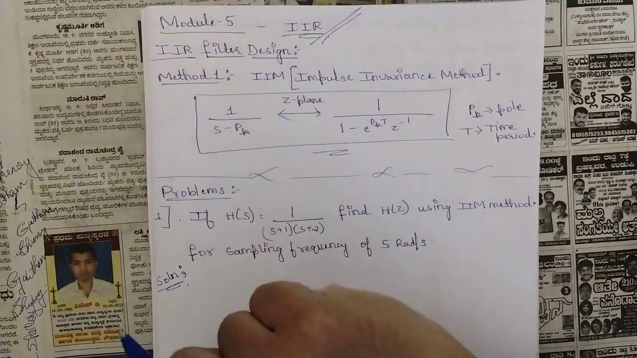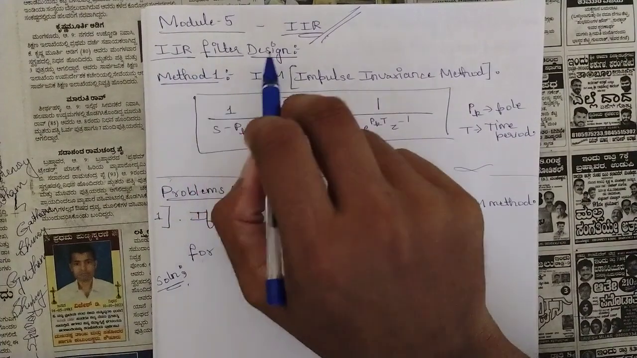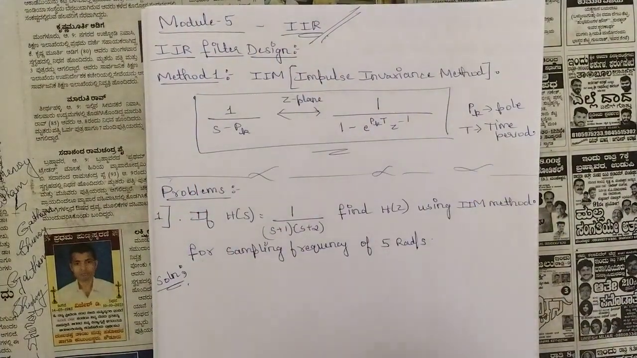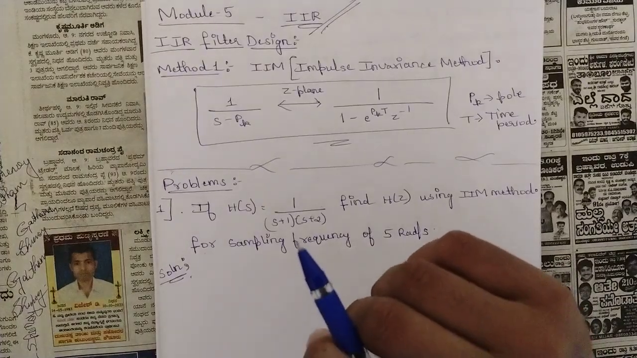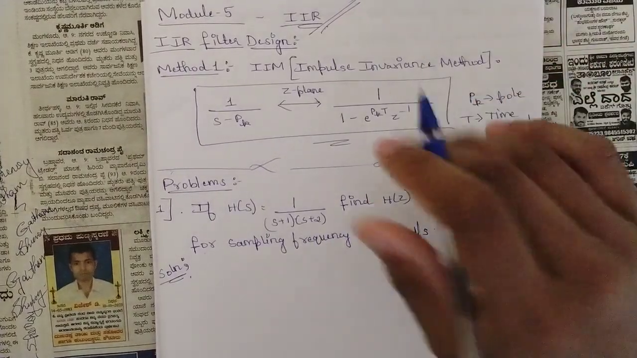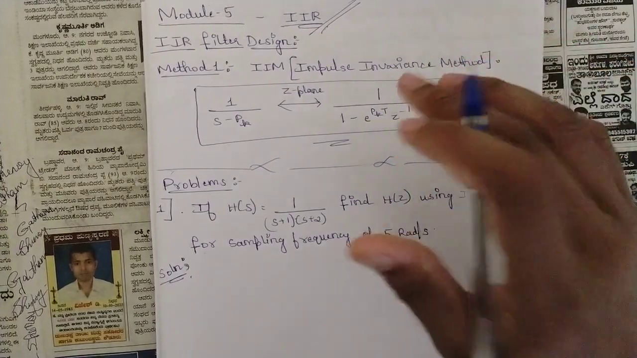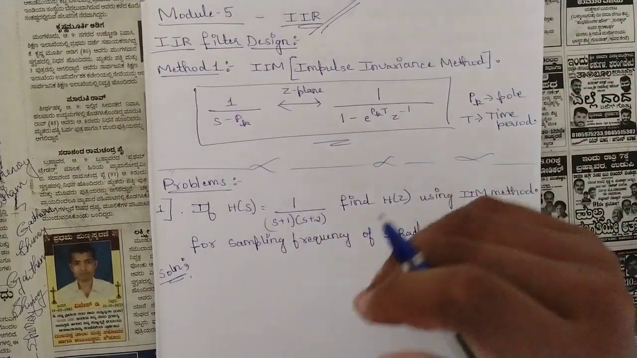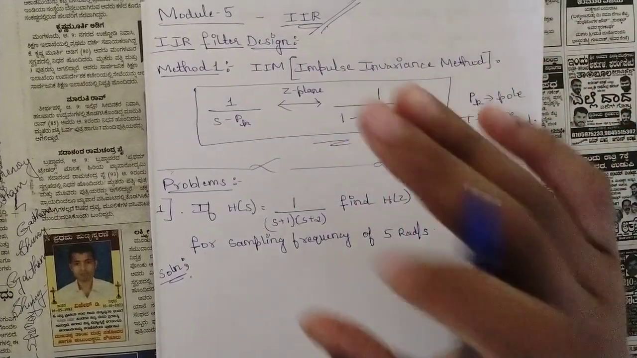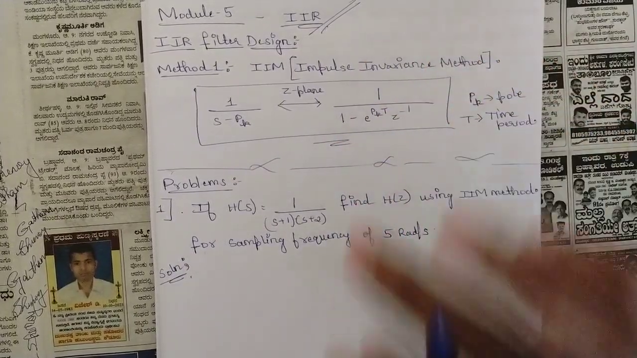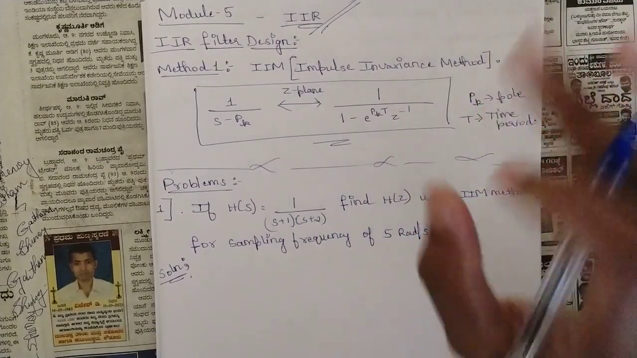Now from module 5 I'm going to discuss the IIR filter design. IIR filter design problems mostly consist of partial fractions. So those who are thorough with partial fractions, the method of partial fractions to find the values of A and B, doing it is very easy. You can easily score marks. These IIR filter design problems are very easy if you know partial fractions very well.